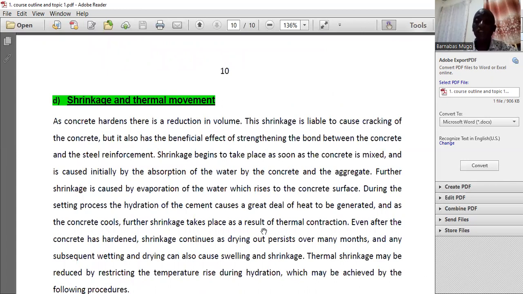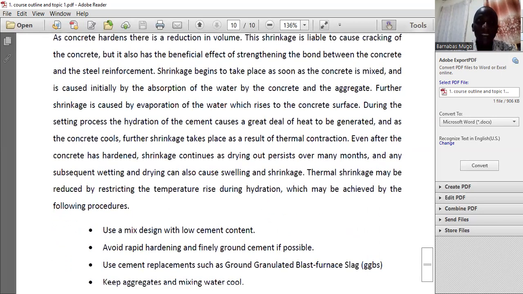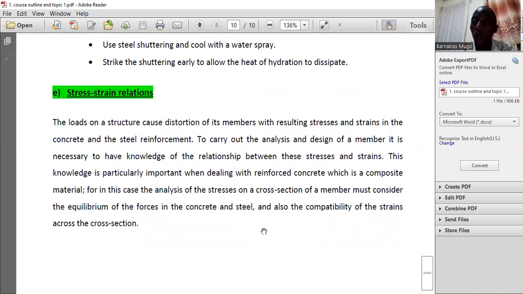Then shrinkage and thermal movement is also another characteristic of concrete that we are going to look at. That is the shrinkability of the concrete, and then the thermal movement, meaning that it is going to experience a change in temperature. You can just read these notes, and no one is going to ask you a lot of information, but you can just read it for your online classes, or for your online understanding, or for your online CAT, but not in the main exam.